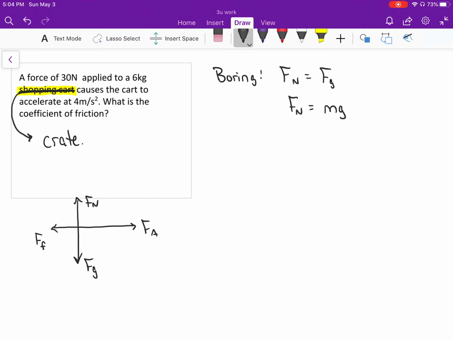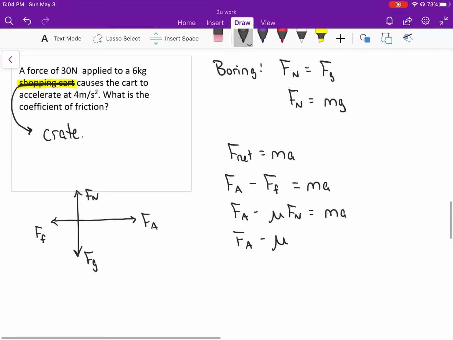fighting us. That means when we set up F net equals ma, since our pushing force is winning, is the larger force, I'm going to make that the positive one. So I'm going to say Fa minus Ff equals ma. Ff is always mu times Fn. That's going to be equal to ma. Since it was a boring case, I can do one more substitution. Fn is the same as mg. That's going to be equal to ma.